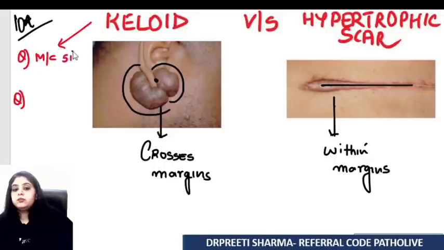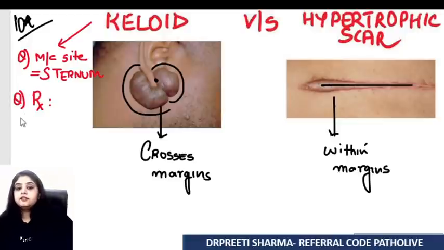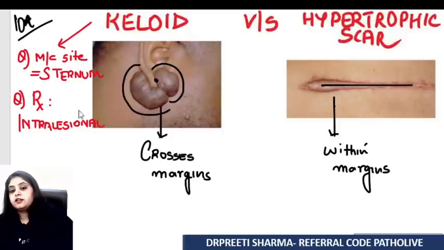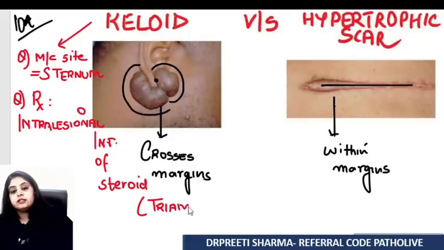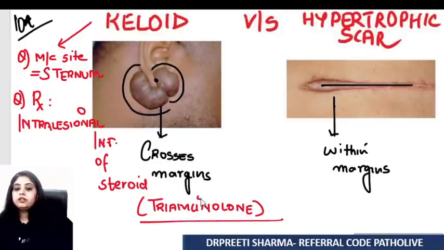First and foremost, they ask you the most common site of keloid, and the answer to that question is sternum. Second, they ask you the treatment of keloid, and the first line treatment is not excision. The first line of treatment is going to be intralesional injection of a steroid. And I think everyone knows that the most common steroid that is used is triamcinolone, a very famous question in surgery as well. Triamcinolone injection is what is used. It's a steroid. If you inject it within the keloid, the size tends to shrink.